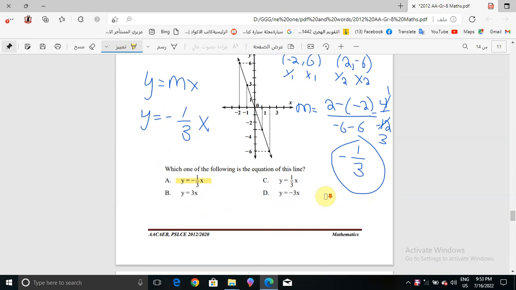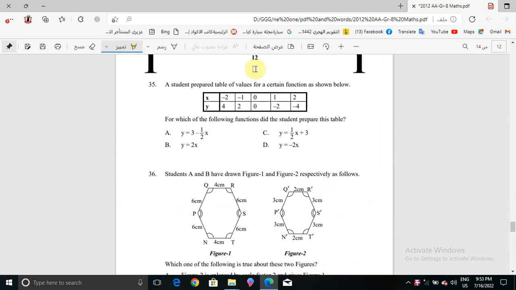Okay, now let's go for question number 35. Here what we have: a student prepared a table of values for a certain function as shown below. For which of the following functions did the student prepare this table? Okay, now let's take the first row and column. We'll take 4 and 2, which is in the y place, and negative 2 and negative 1, which is in the x place.